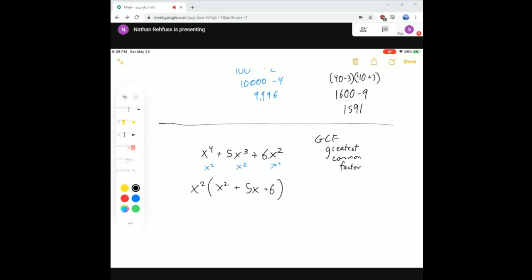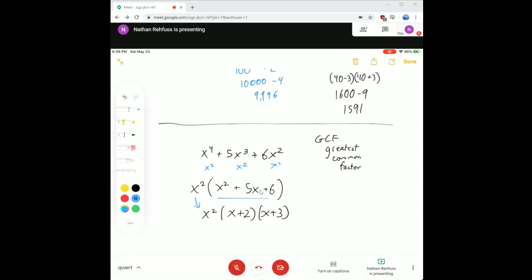And look, now we're left with a trinomial that we can use the sum product on. 2 and 3 add up to 5 and multiply to 6, so our final answer is x squared times x plus 2 times x plus 3. See, this x squared, don't forget, it sticks around. It doesn't do anything, but it sticks around. And this guy turns into x plus 2 times x plus 3.